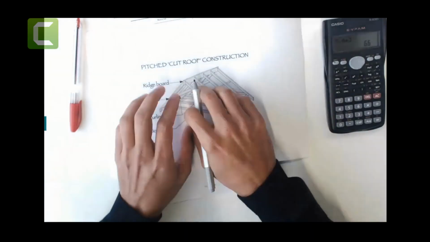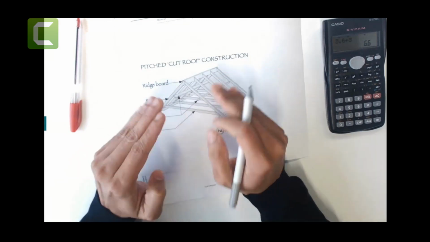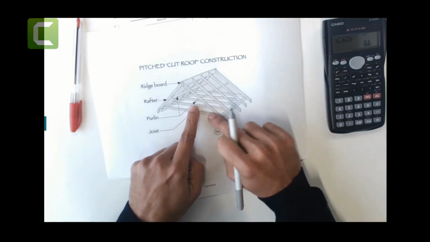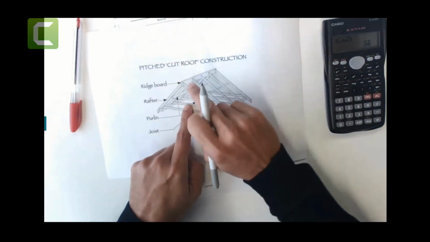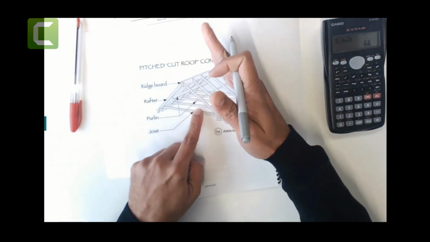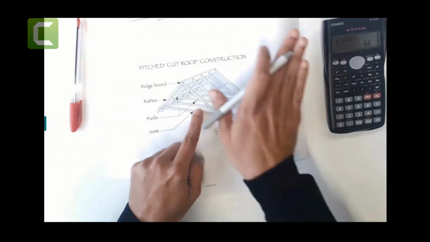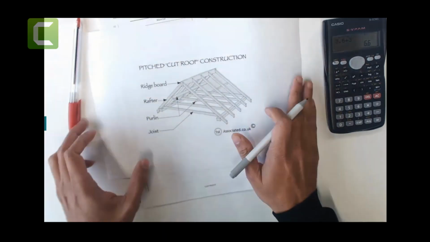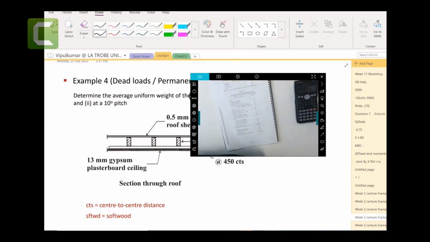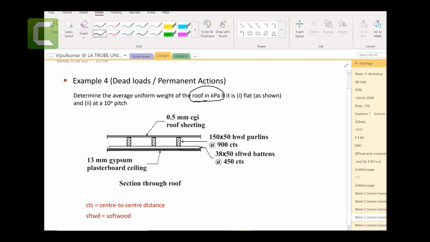I think you have seen this kind of standard roof. You have these purlins, these members like this. This is a ridge, parallel to the ridge is a purlin, and then you have these other battens as well, and then you have the roof sheets. That's just an illustration to help you imagine this. So you have corrugated sheet 0.5, like metal sheets on the roof.